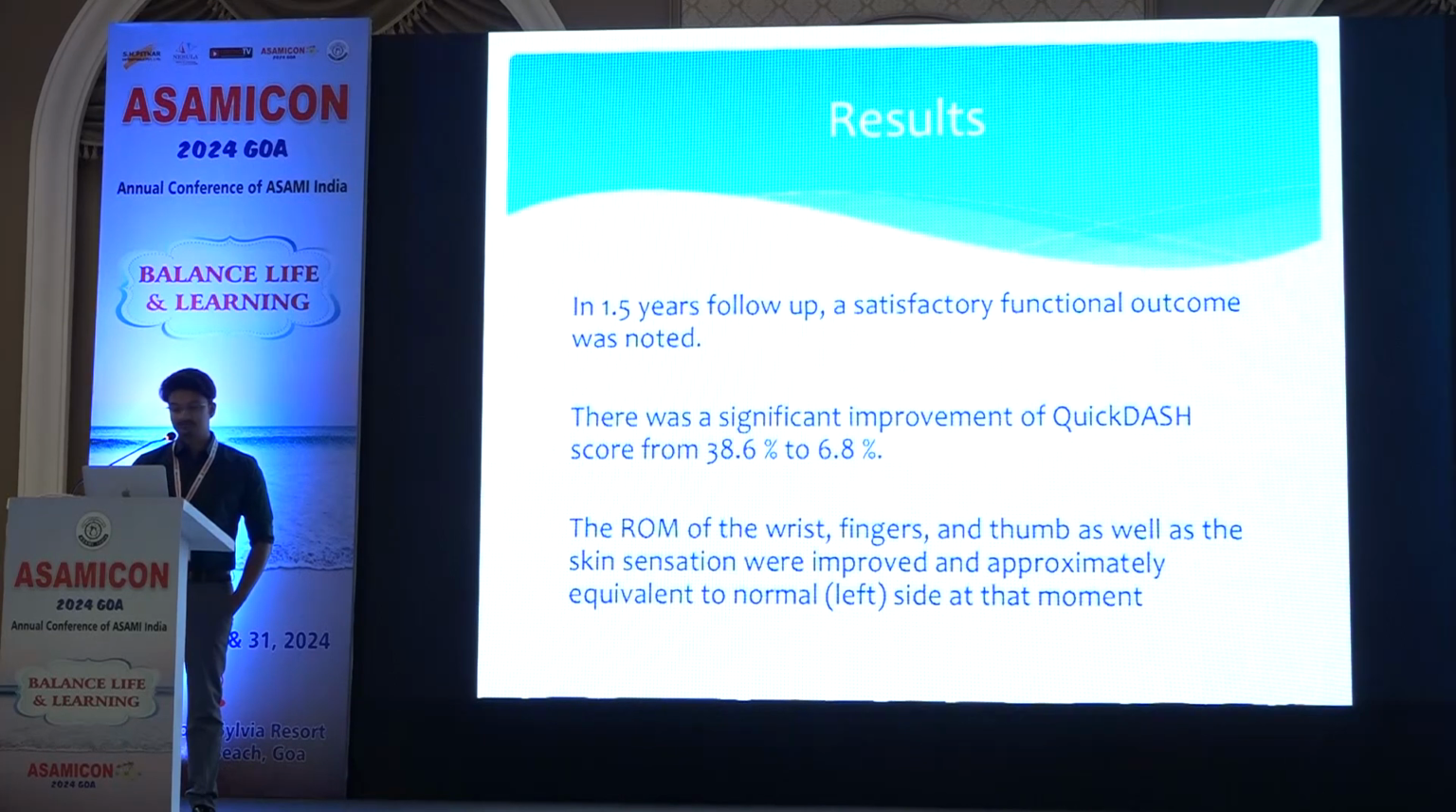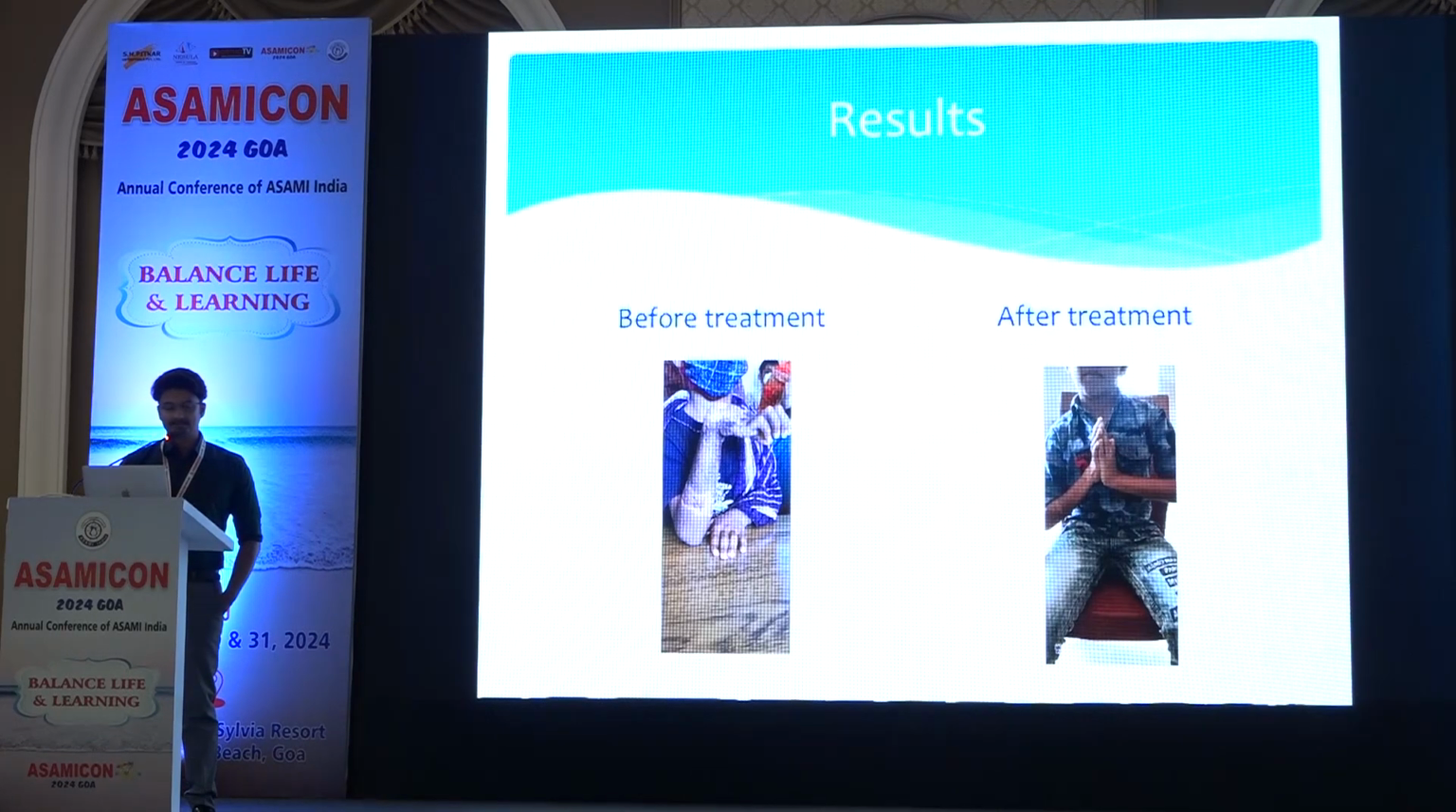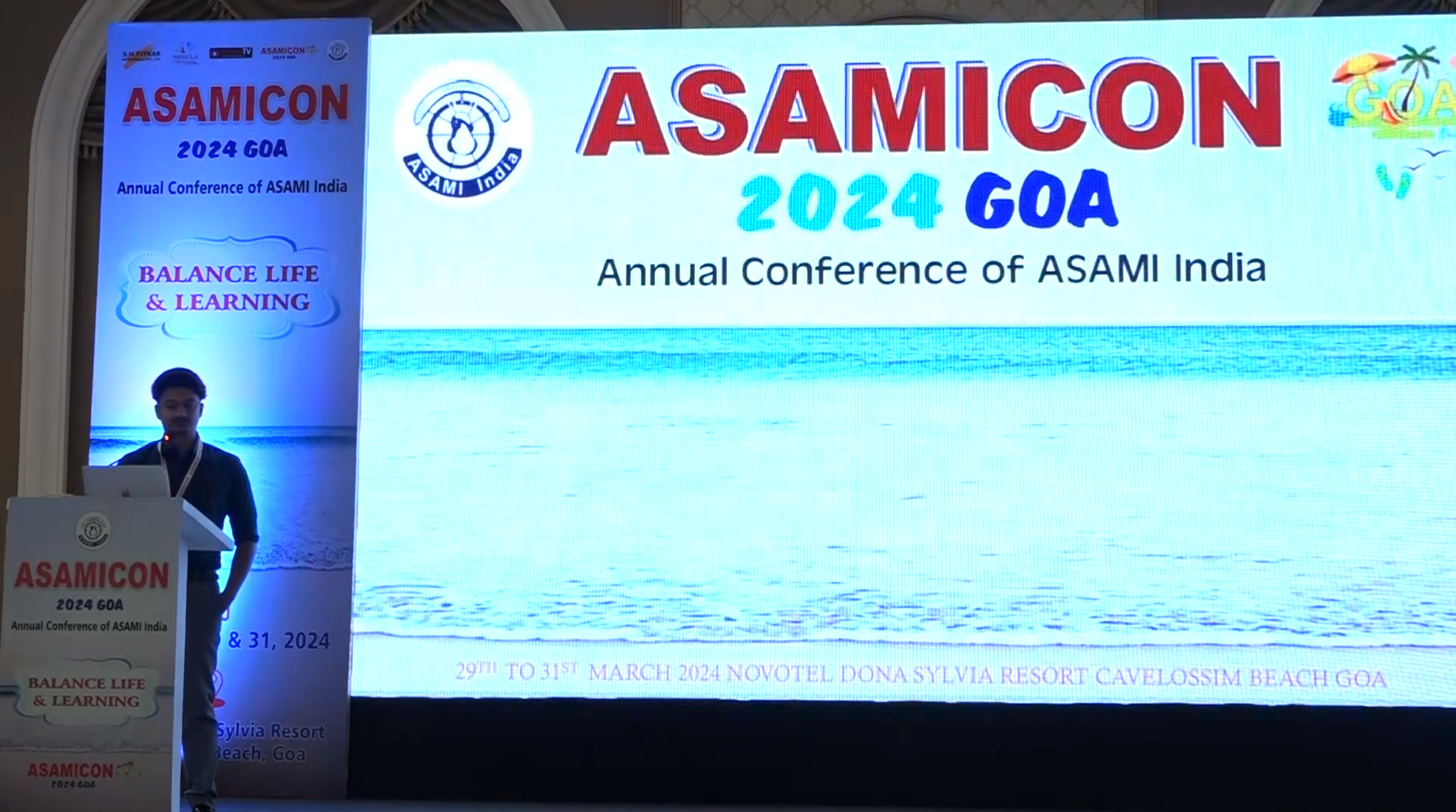At 1.5-year follow-up, there was a satisfactory functional outcome, and the QuickDASH score went from 38.6% at initial presentation to 6.8. The range of motion of the wrist, fingers and thumb, as well as skin sensation, was improved and approximately equivalent to the normal left hand at that moment. This is the result before treatment and after treatment.